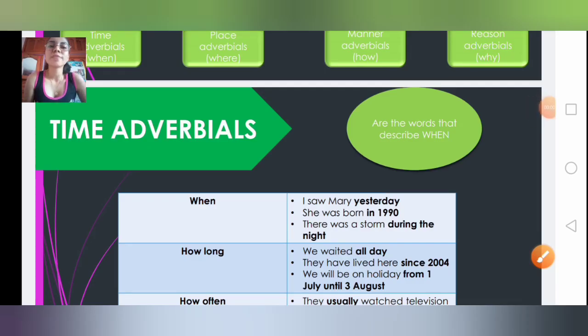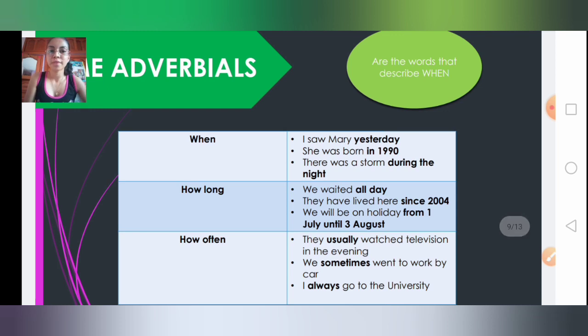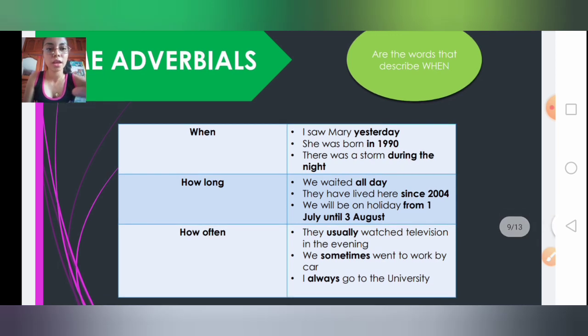Well, time adverbials. These are the words that describe when. So, an adverb of time is the adverb that changes or qualifies the meaning of the sentence by telling us when things happen, right? For example, we have three forms of time: when, how long, and how often.